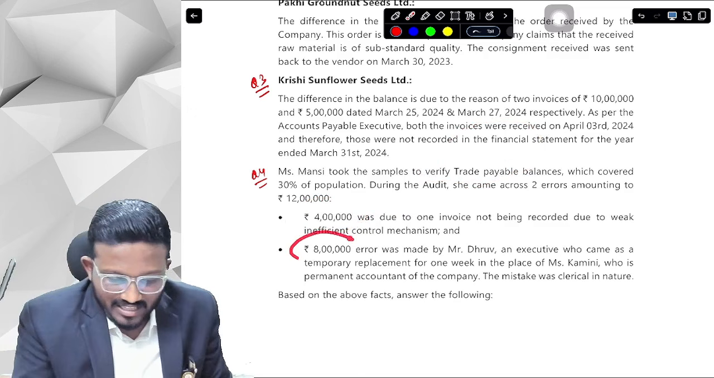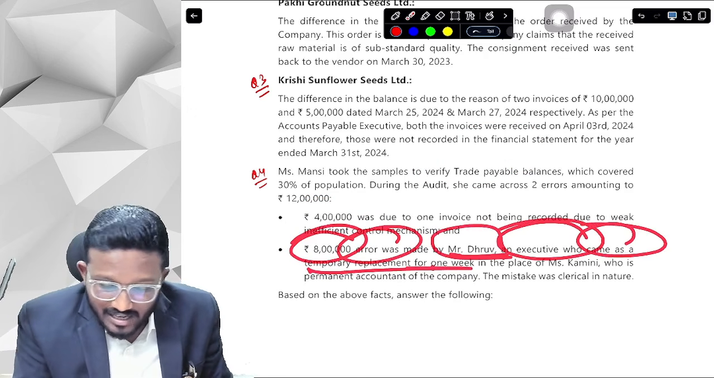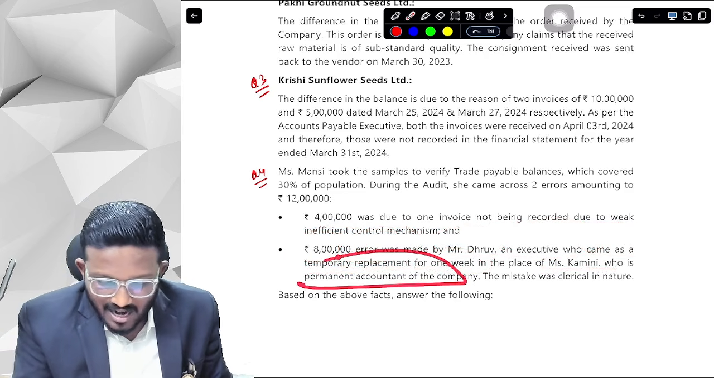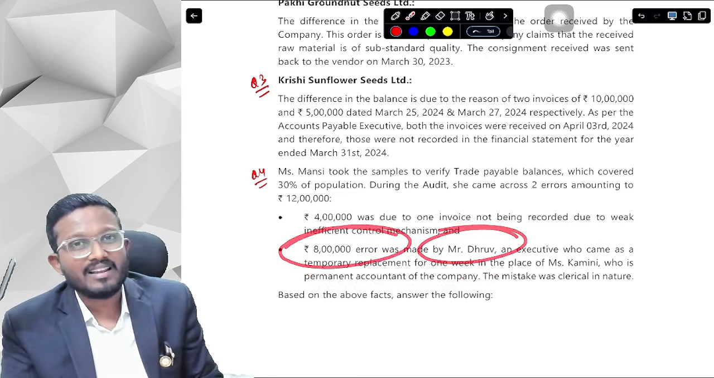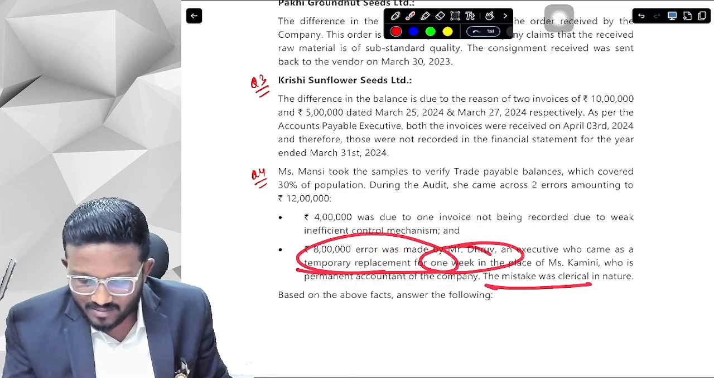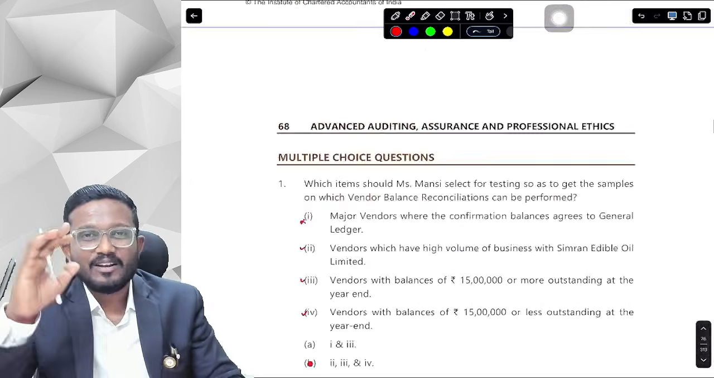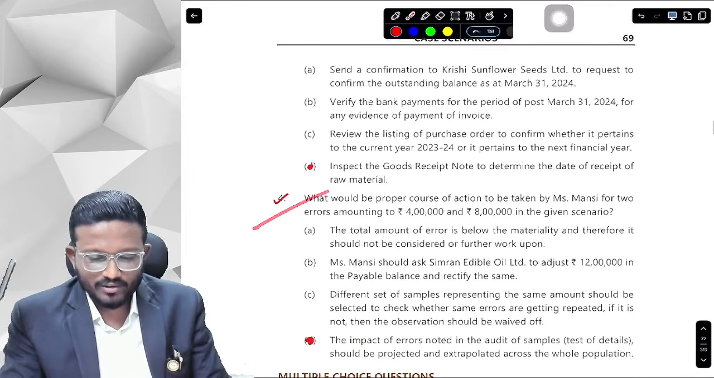And second, there was an 8 lakh error which was made by Mr. Dhruv, an executive who came as a temporary replacement for 1 week in place of Mrs. Kamini, who is the permanent accountant of the company. This 8 lakh error was a one-time mistake by Mr. Dhruv, the temporary replacement, and it was clerical in nature. Since it was clerical, we will need to project this balance as well in the population.